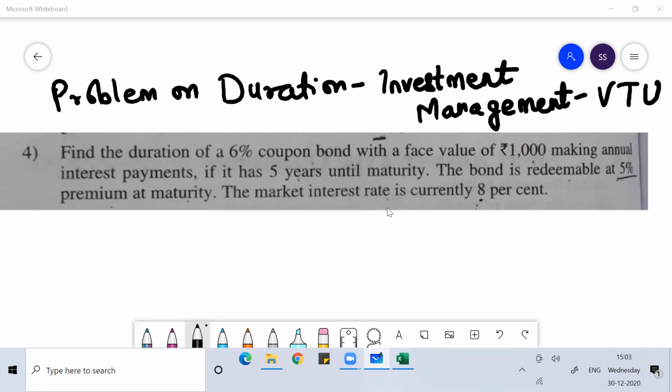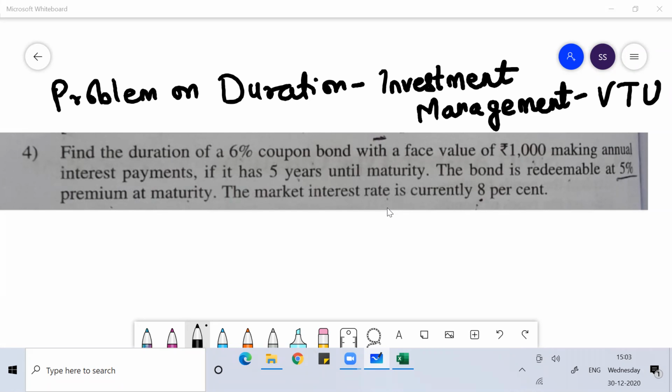Hello everyone and welcome to my class on investment management, where we'll solve previous year VTU question papers. For the last couple of days I'm solving problems related to duration. So, in continuation of the same thing, today also we're going to solve a problem on duration.